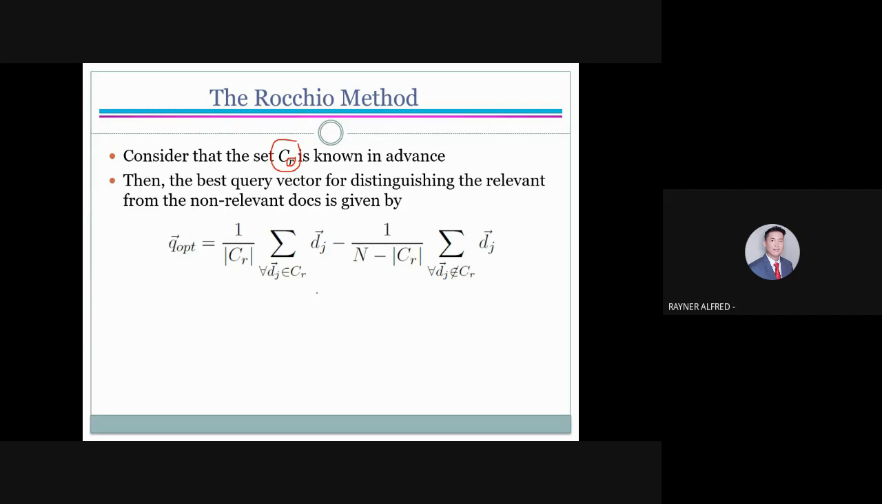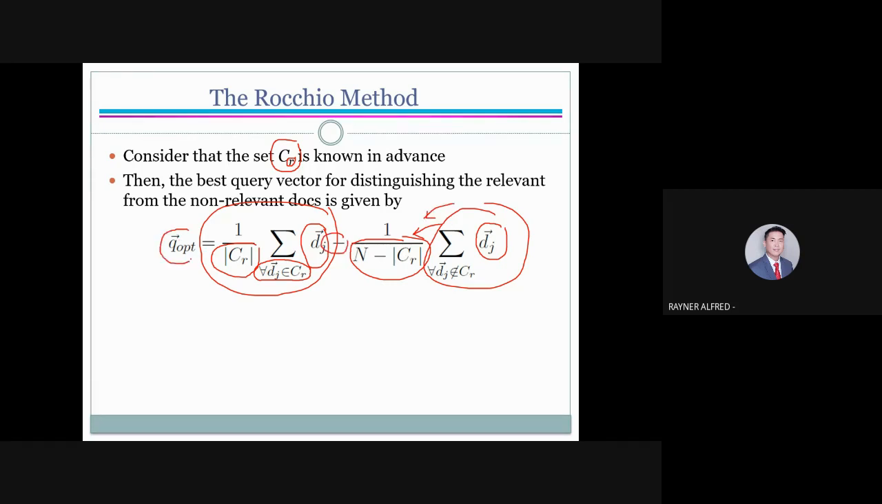So this is the vector of the document. For all document vectors that do not belong to the relevant documents, I will sum up all the weightage, and then I will take the average. And for all documents that belong to the relevant documents, I will add up the weightage, and then I will take the average also. So from the relevant documents, I subtract the non-relevant documents, then I get the optimized query vector. Okay, how do we illustrate that?